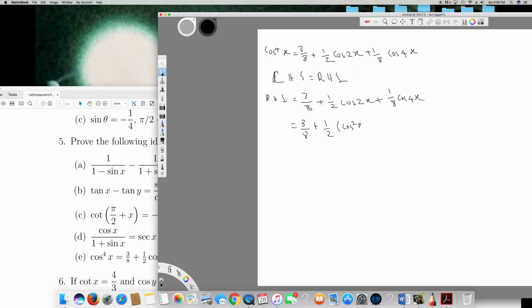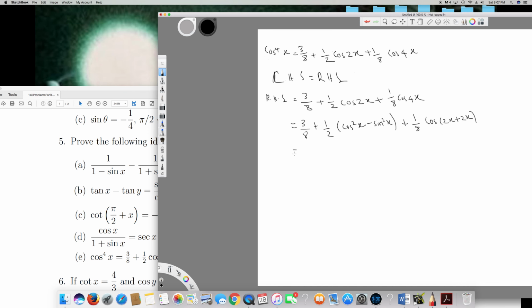So cos 2x is cos square x minus sin square x. And the next one, 1 over 8 cos 4x. Cos 4x is a base number, so we don't know any expansion for cos 4x. Therefore, what I'm going to do is divide the cos 4x into cos of 2x plus 2x. So we can find some equations for that, right? Cos of 2x plus 2x.